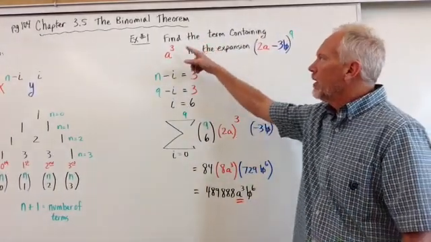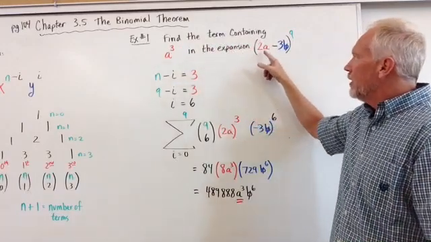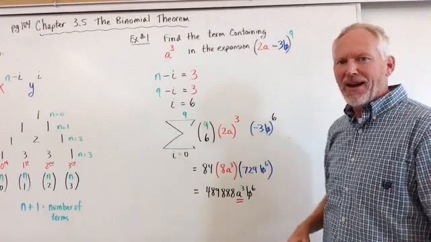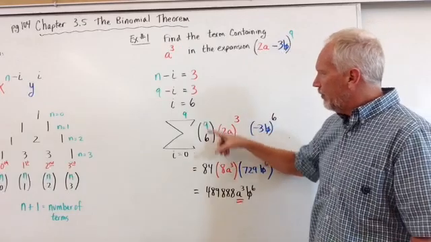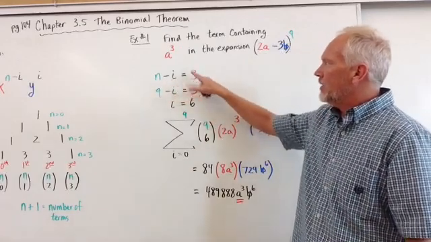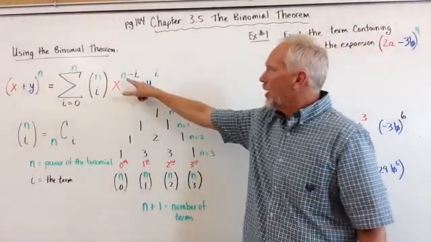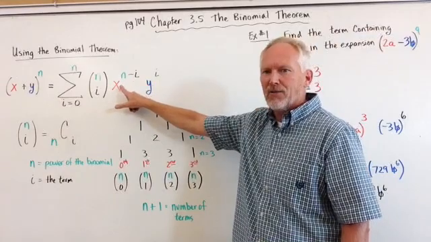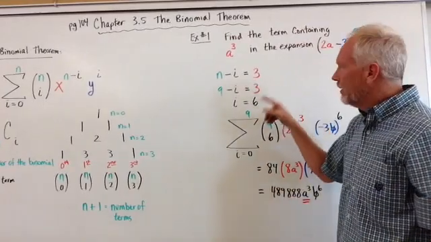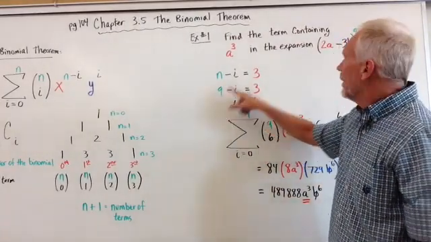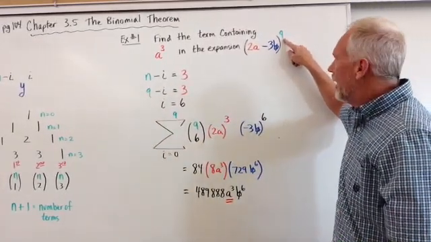All right, let's look at an example. We are given the question, example 1: find the term containing a cubed in the expansion of 2a minus 3b to the 9th power. So let's see, what do we have here so far? We have that n minus i is equal to 3. Well, how do we know that? Well, that's from our expansion here, n minus i. We want that x value to be 3. So we set n minus i equal to 3. Now we know that n is 9. Okay, it tells us right here in the equation they gave us, n is 9.